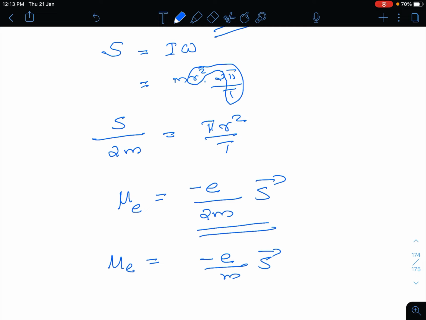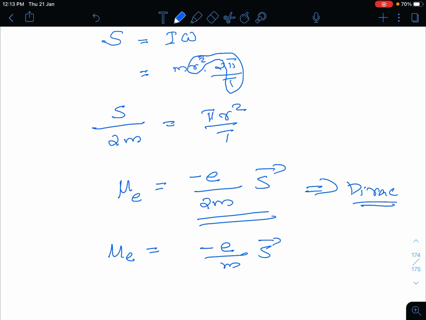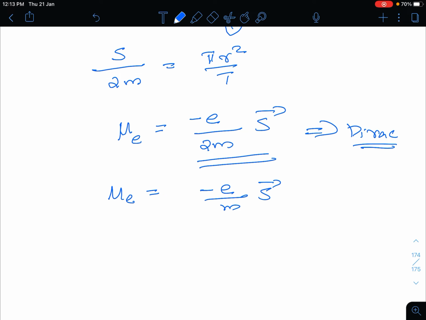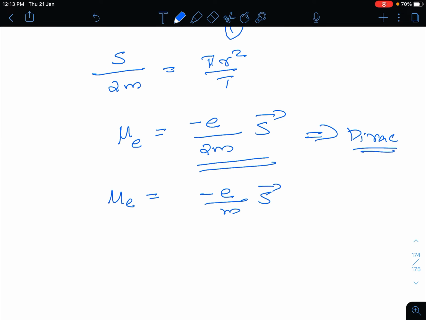This was explained by Dirac. He said on theoretical considerations that it should be twice, so we will be following that. Now we got the mu also.